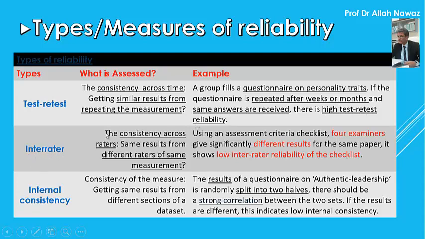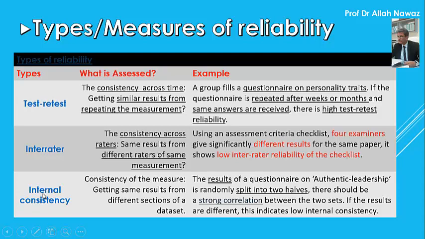Inter-rater reliability is more simple than the above one. It is the consistency across raters. For example, using an assessment criteria checklist to examine a particular paper, if four examiners give significantly different results for the same paper, it shows that there is low inter-rater reliability of the checklist.